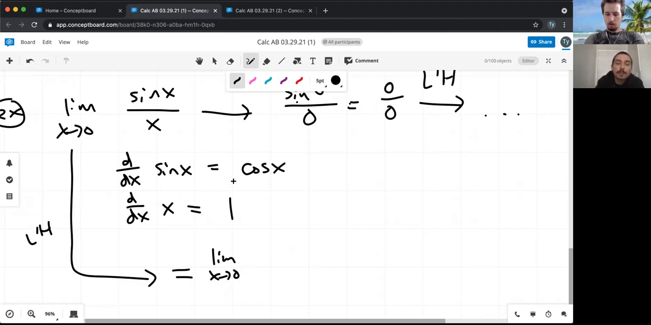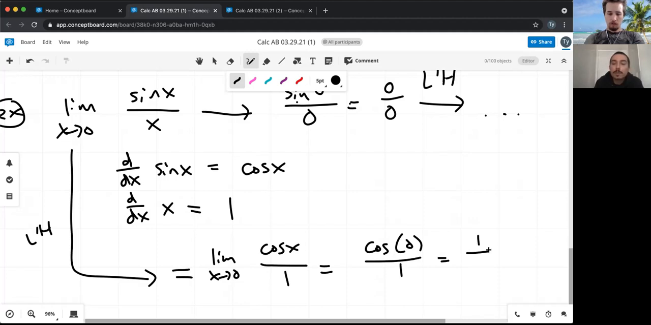We take, instead of sine x, we want its derivative, cosine x. Instead of x on the bottom, we want 1 on the bottom. Okay, and then we try direct evaluation again. So now we get cosine of 0 over 1. Well, cosine of 0 is 1. 1 over 1 is 1.